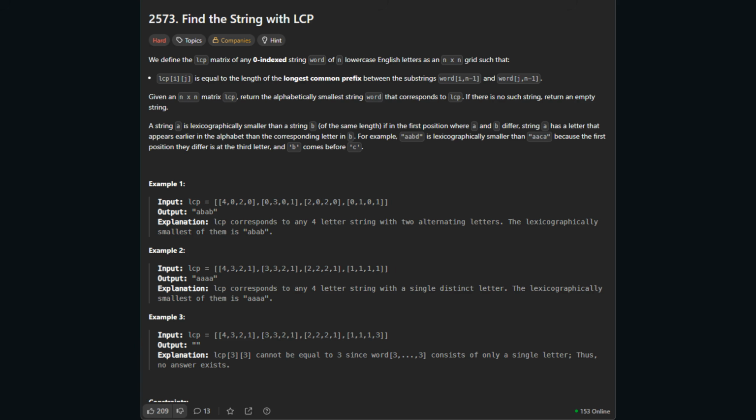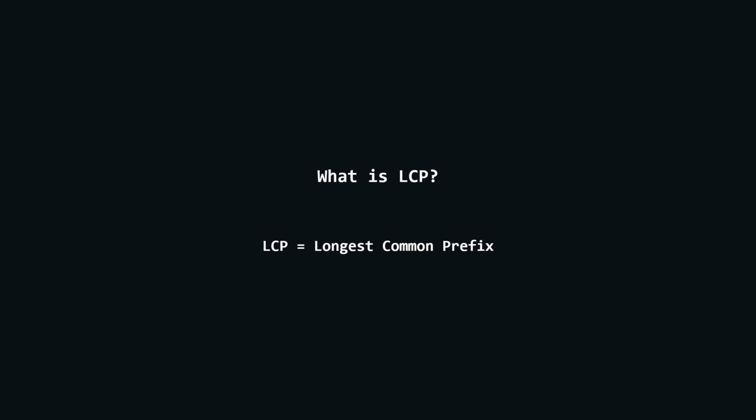Here is the official problem page. It looks a little bit complicated with all the definitions, so let me explain the problem visually. LCP stands for Longest Common Prefix. It's a way of measuring how much the beginnings of two words overlap.